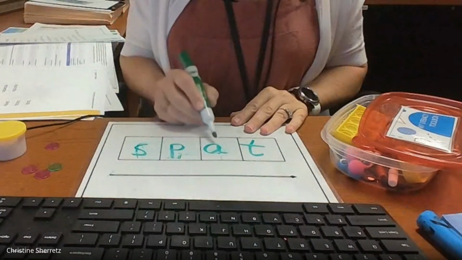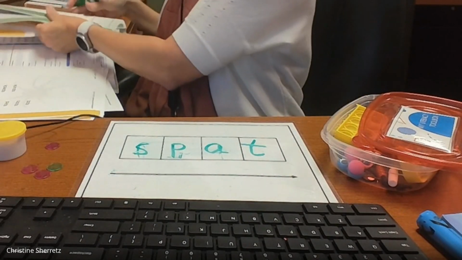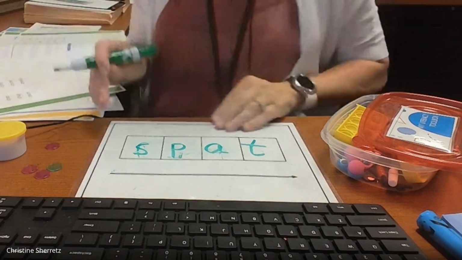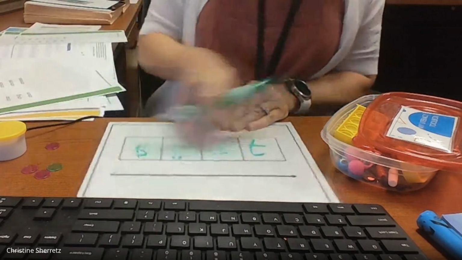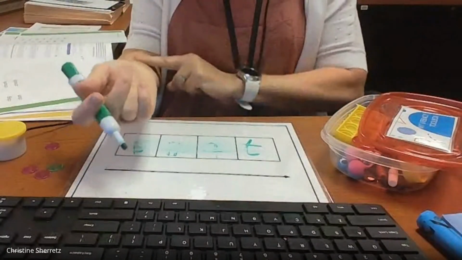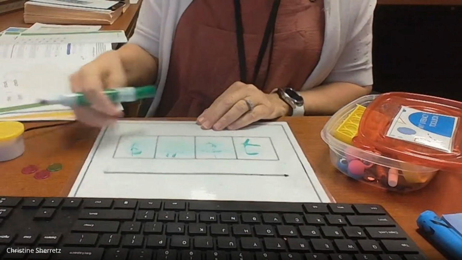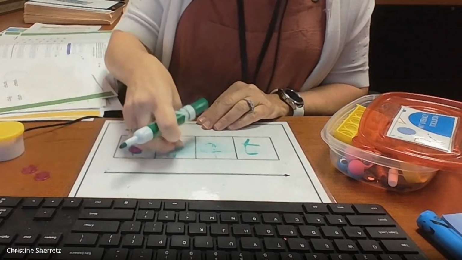S, at. Now, what if, and I'm going to my word list here, if I said the word chat, at. That's 3 phonemes. At.